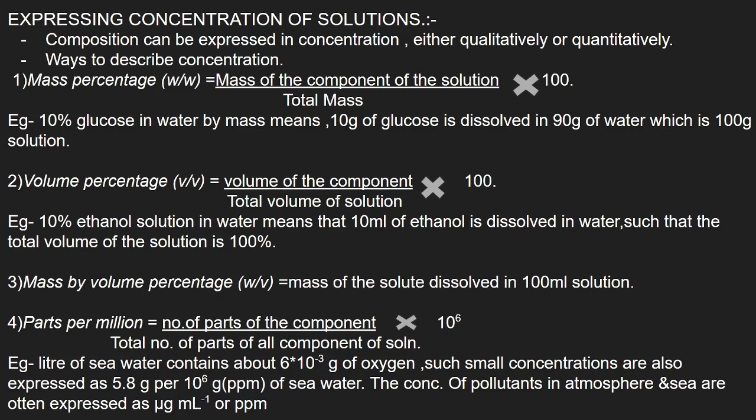Such small concentrations are also expressed as 5.8 gram per 10 raised to 6 gram, which is known as parts per million, ppm, of seawater. So whenever we are expressing very minute terms, we usually express it in terms of parts per million. Like if the solvent is very large and the solute is very low, we express it in terms of ppm. As you can see in the example here, oxygen is in a very minute amount in 1 liter of seawater, so we express it as ppm. The concentration of pollutants in atmosphere and sea are often expressed as microgram per milliliter, or parts per million.